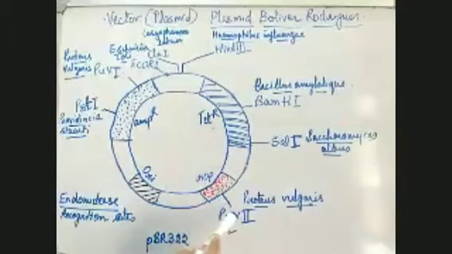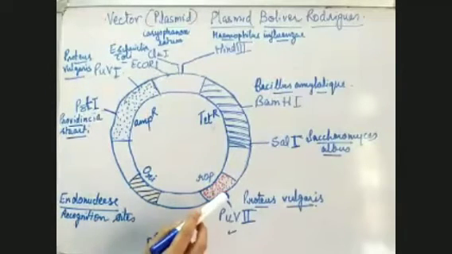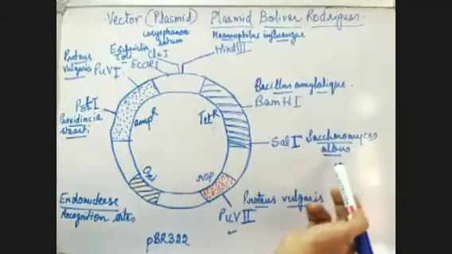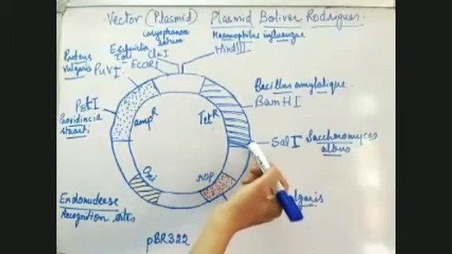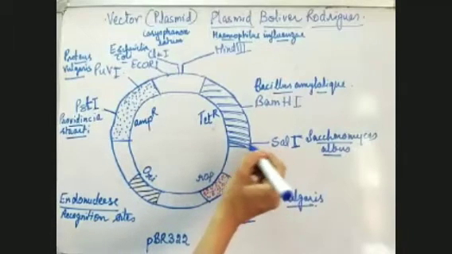Then we have another endonuclease, PUV2, that means Proteus vulgaris. This is one of the endonucleases. It can make a cut only at this place. SAL1, which is Streptomyces albus, its recognition site is this. That means it can make a cut only here.